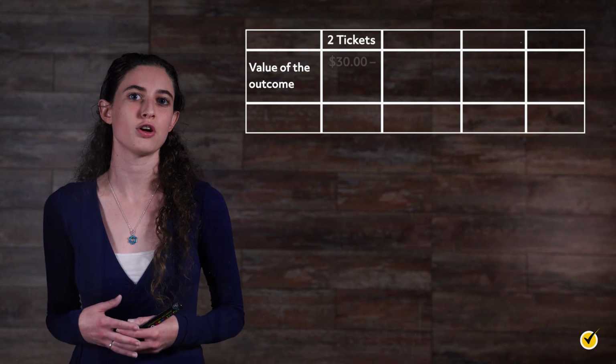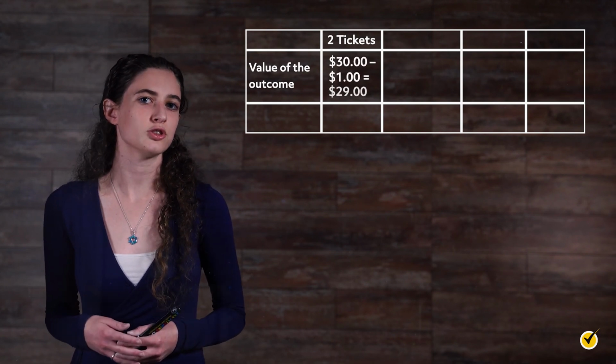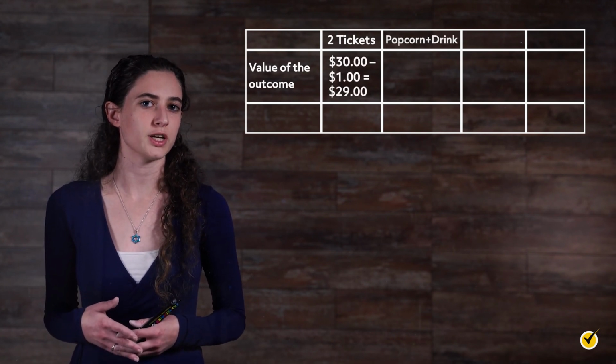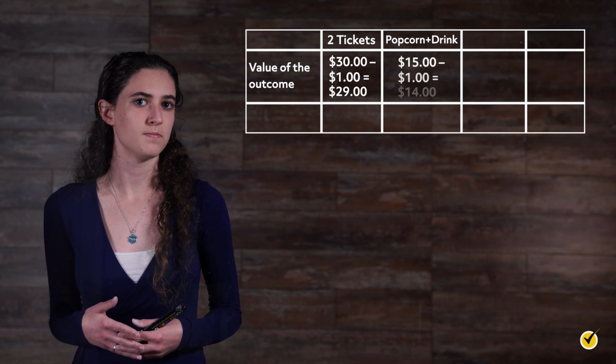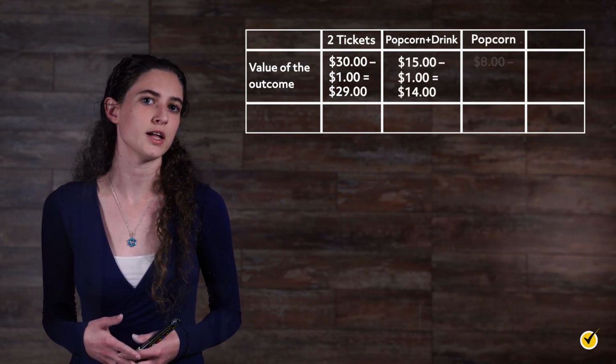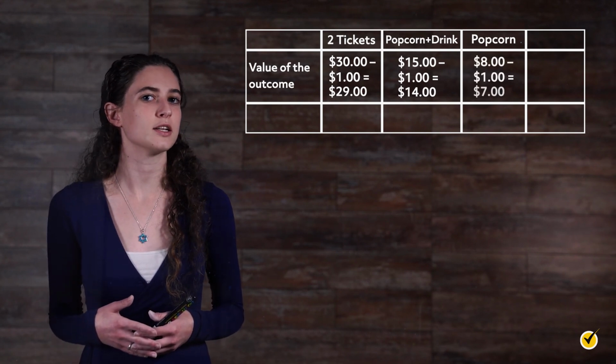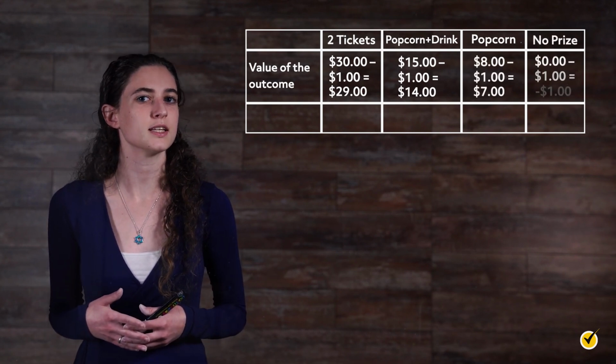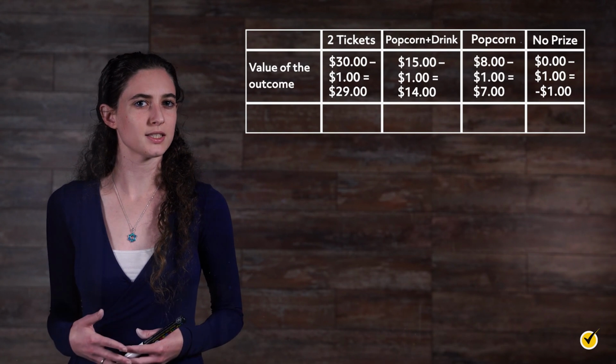movie theater. On the concession counter is a drawing that costs $1 to enter. The first entry drawn wins 2 movie tickets, a $30 value. The second entry drawn wins a large popcorn and a drink, a $15 value. And the third ticket drawn wins a large popcorn, an $8 value. You ask the manager how many entries they tend to get for drawings, and he says about 100. Do you take the chance?